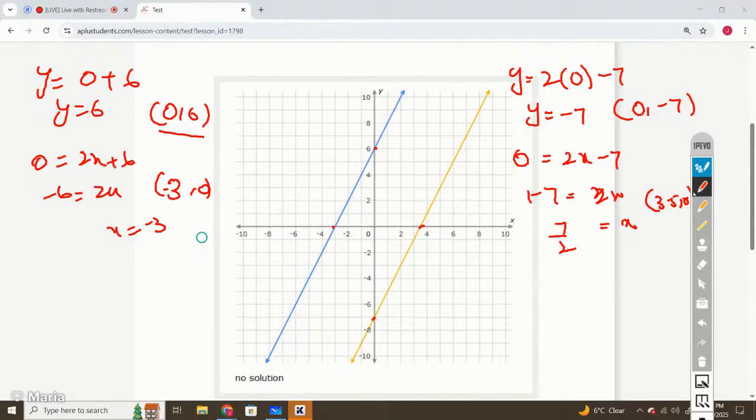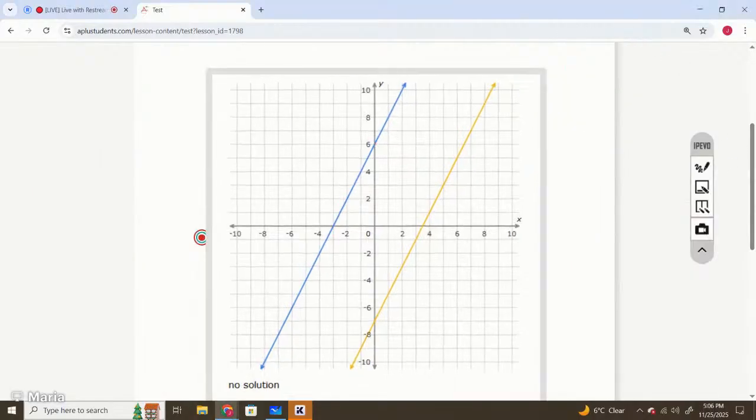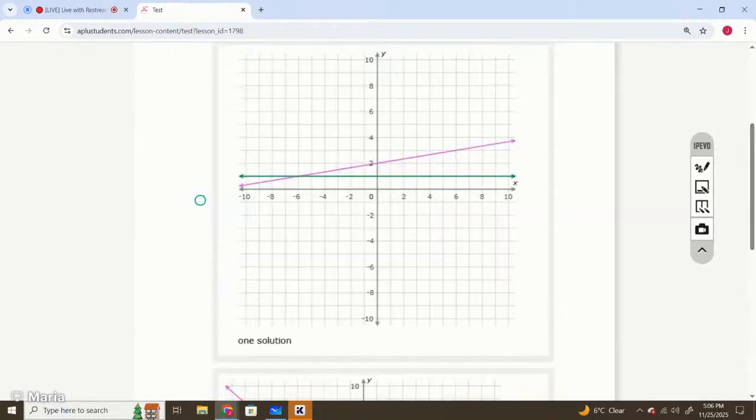The lines are parallel, so the system has no solution. The correct option is no solution. Option number 1 is the correct option.